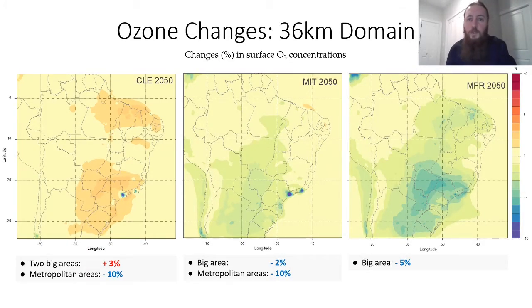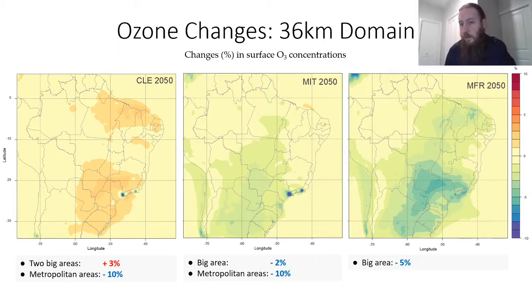In this next slide, I show you the ozone changes on my 36 kilometer domain. So in this first picture, I show you the changes for the current legislation scenario for 2050. So we have two big areas with an increase up to 3% on the ozone concentration, and the two areas on the metropolitan area of São Paulo, metropolitan area of Rio de Janeiro, with a decrease up to 10% of ozone concentrations. The next picture is the changes for the mitigation scenario. So we have a big area with a reduction of up to 2%. And we also have the same pattern for the metropolitan areas.